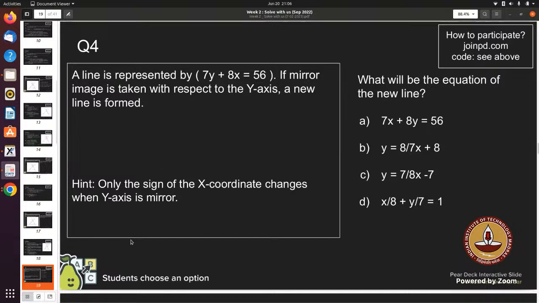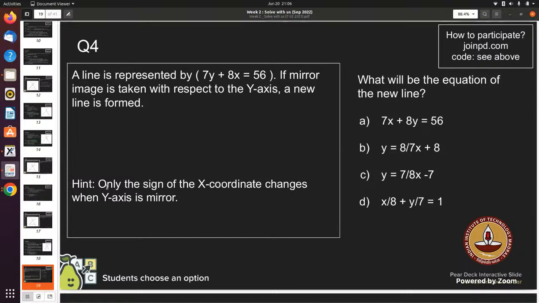Why does only the sign of the x coordinate change? Sir, can you repeat this? I mean, why is this hint true? Why only the sign of x coordinate changes? Because the mirror image is taken with respect to the y-axis, and it is also intersecting the y-axis. Sir, it is given that it's with respect to y-axis. Okay, more or less understood.